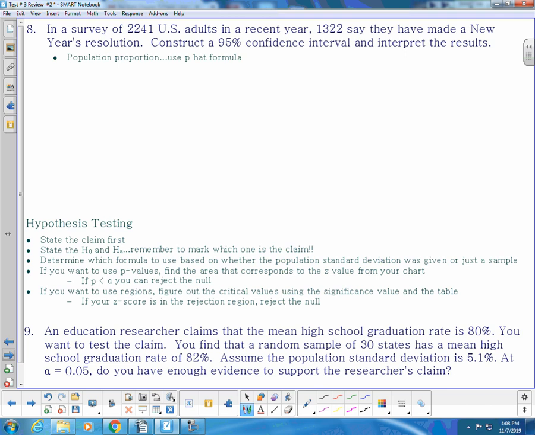You have to find your population proportion. So this is a p-hat. So our formula for the error is, you're back to the z-score, confidence level, and then it's the square root of p-hat times q-hat divided by the sample size. So that's our formula that we're going to use.